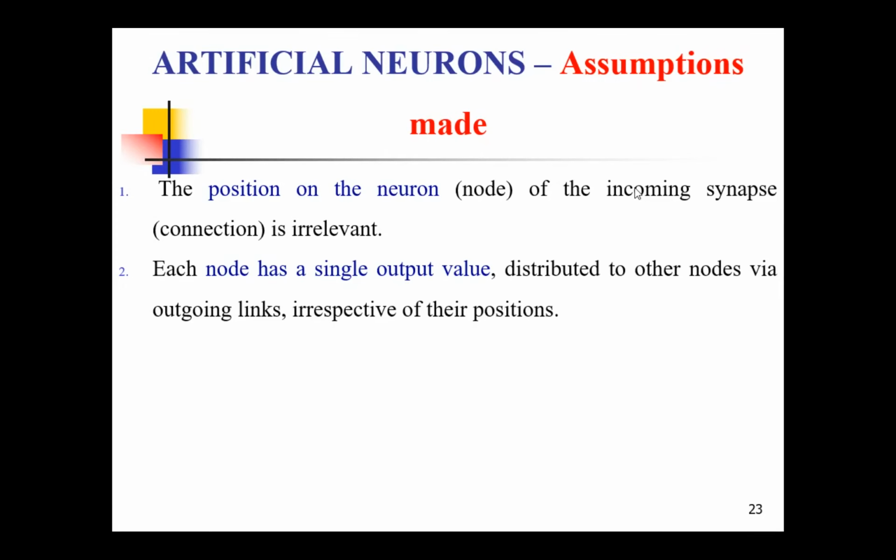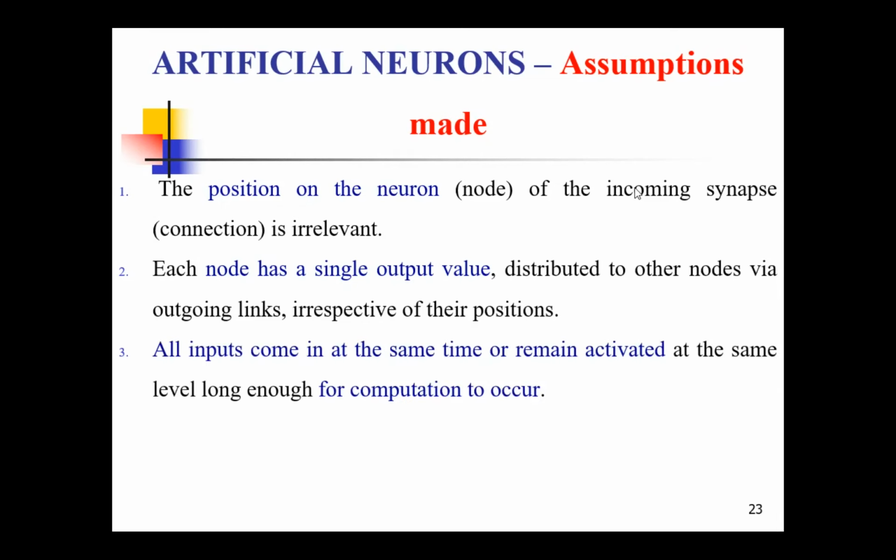Similarly, these three hidden layer neurons will get connected to the single output. So each node has a single output, and that is distributed to other nodes through their outgoing links, irrespective of their positions, wherever they are, but it is getting interconnected with each other.